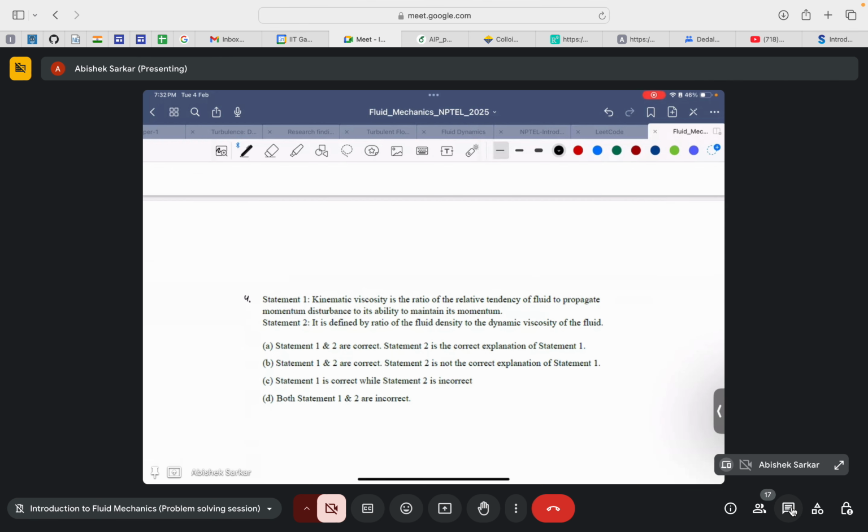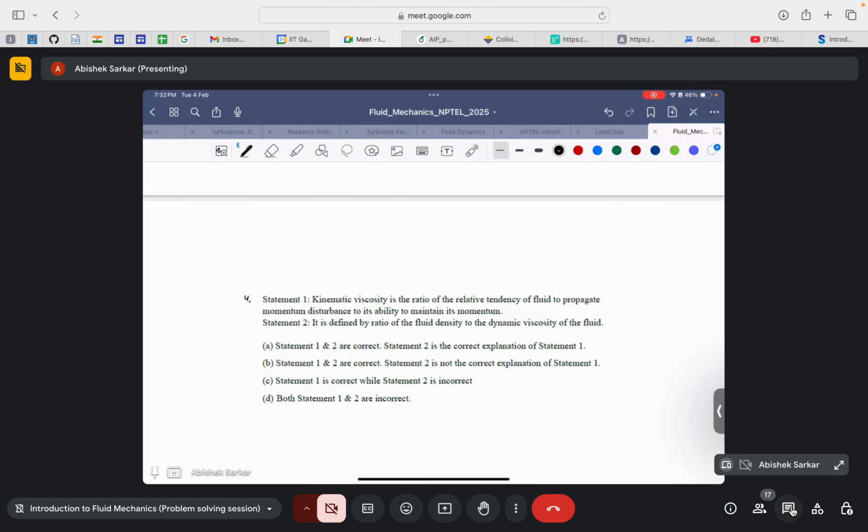So if the dynamic viscosity is higher, then the fluid will have a higher tendency to propagate. Yeah, Shanawaz is correct now. So option C is correct. As mu is more, the fluid will have a higher tendency to propagate these disturbances, so these disturbances will go up to higher distances. And if density is higher, as mentioned by Divyanshu, it represents the inertia, so it will have a tendency to resist the change in its momentum. So statement 1 is correct. So the correct option is option number C.